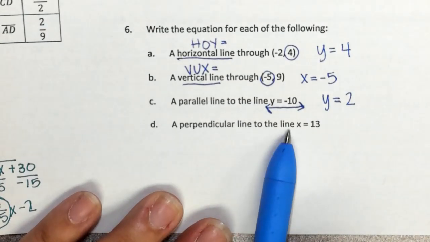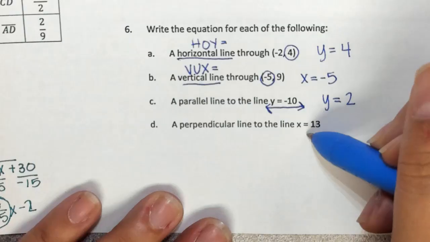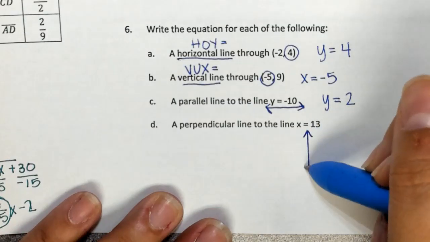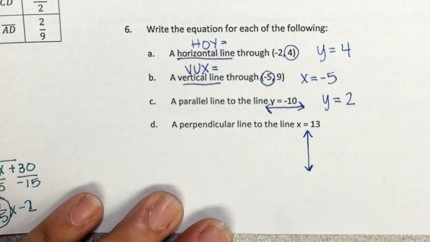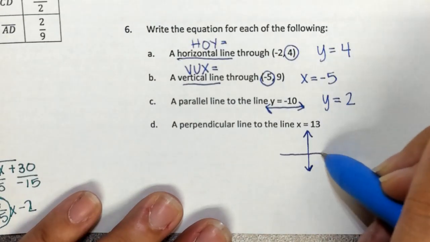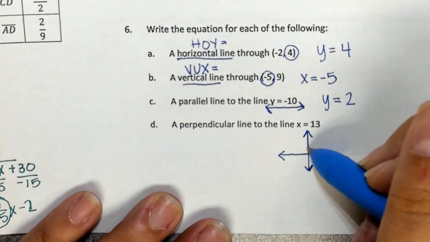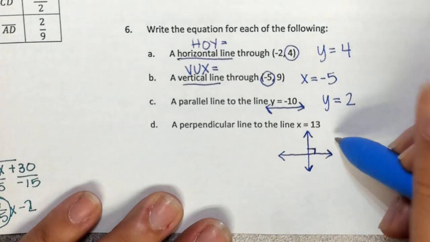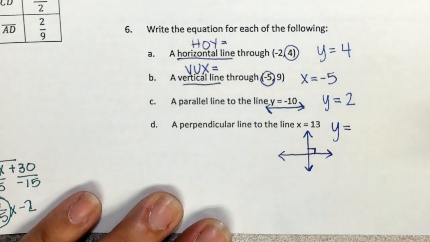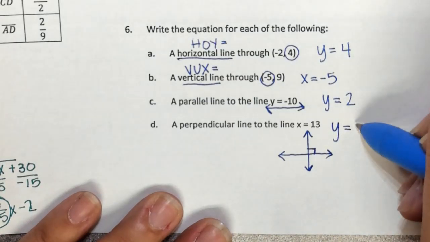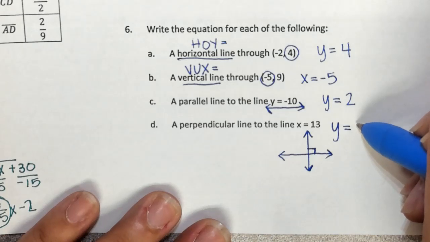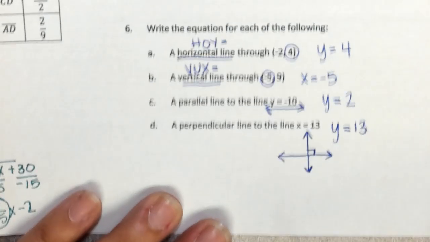A perpendicular line to x equals 13. Do y'all agree x equals 13 is a vertical line? So what kind of line would be perpendicular to that? A horizontal line. And what do horizontal lines start with? Y equals any number. 4, 5, 6, 7, 8, 9, 10. You could do y equals 13. It doesn't matter. Any number.